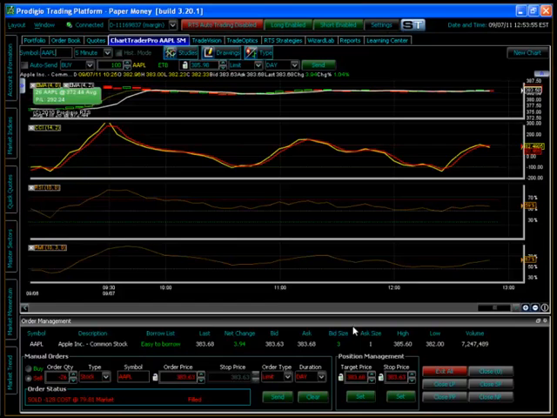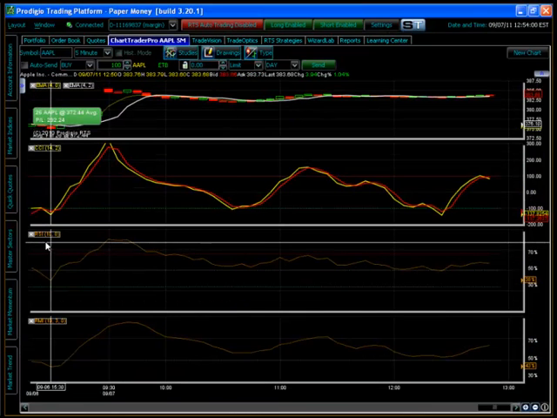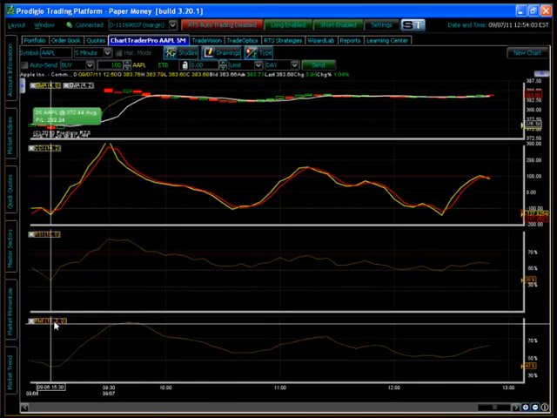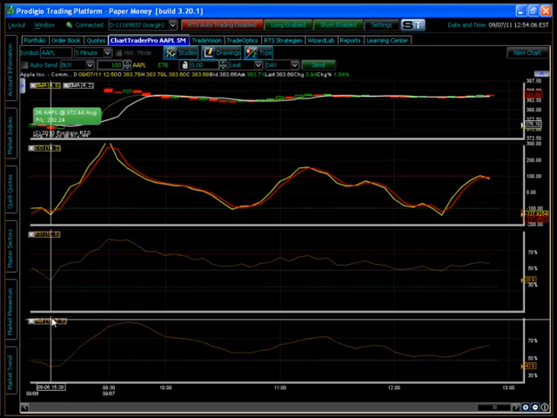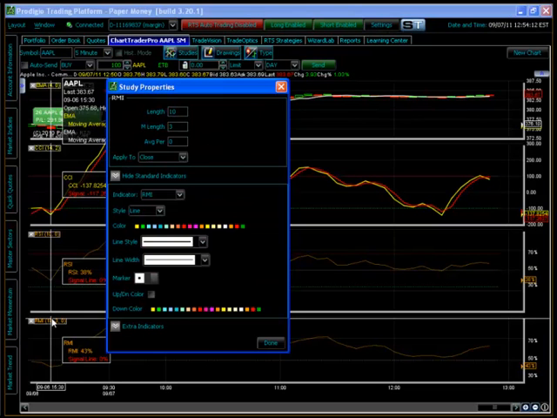I want you to see these two by themselves for a moment. RSI and RMI. Now, I've got RSI at 10 periods, and I've got RMI at 10 periods. RMI has some additional parameters. The first parameter is the most important one. That's actually your momentum periods.